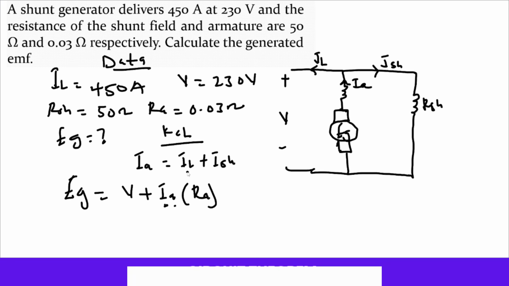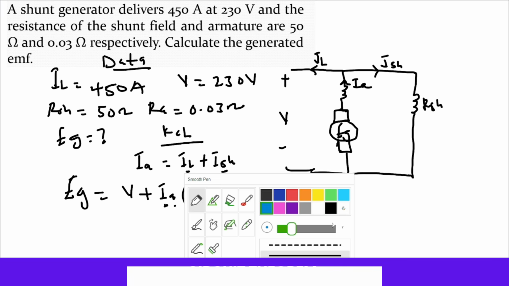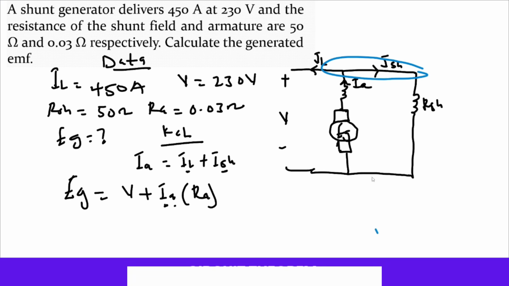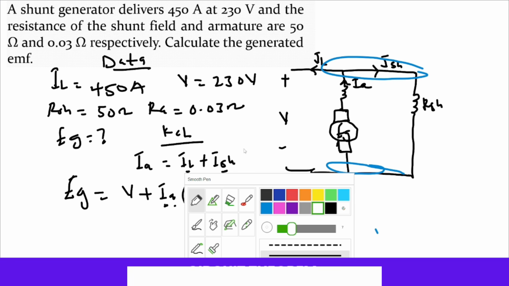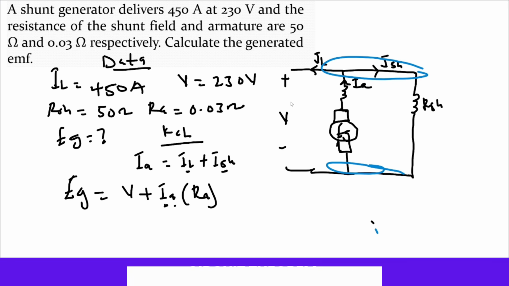But we have the line current, but we don't have the shunt current, so we can't get IA easily. But don't forget that this side of the circuit is in parallel with this. It means that the voltage here is the same as the voltage here. So we can say the voltage here is equal to the current times the shunt resistance, so that's I shunt times R shunt.